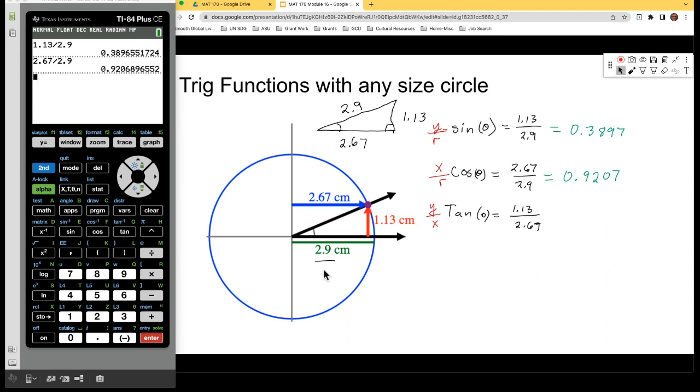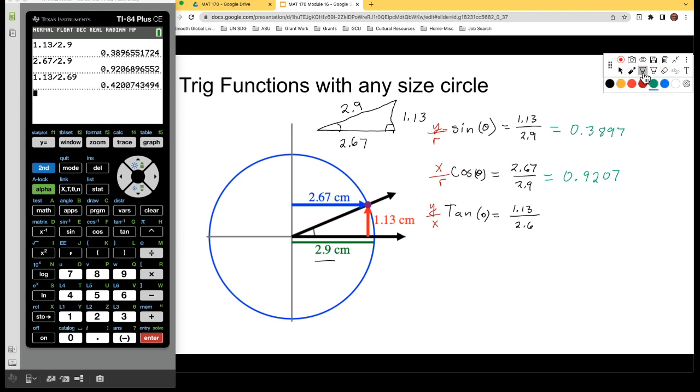Tangent is 1.13 divided by 2.69. 2.67. Sorry, I just need to be a little careful, oops, not that, I want this.